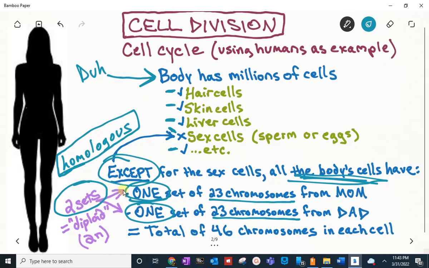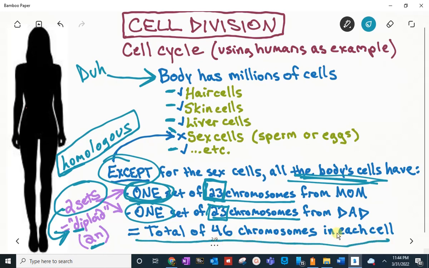So as I was saying, all the body cells, except for the sex cells, have one whole set of 23 chromosomes, and this is just for humans. Other species have different numbers of chromosomes, but for humans, it's a set of 23 chromosomes from mom, and a set of 23 chromosomes from dad. So that makes two sets, right? Two sets is called diploid, and that's DI for two. The way we write this is 2N, and you usually put it in parentheses. So that's the total of 46 chromosomes in each cell.